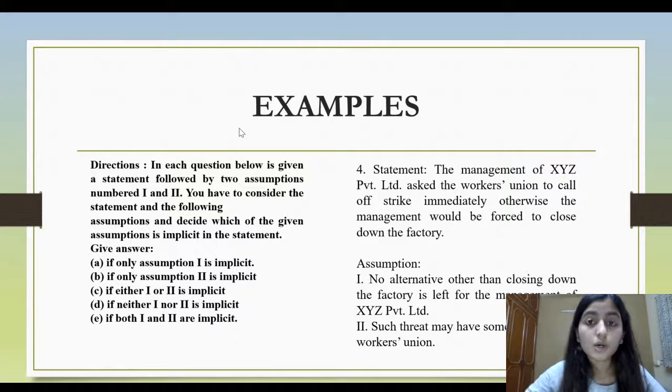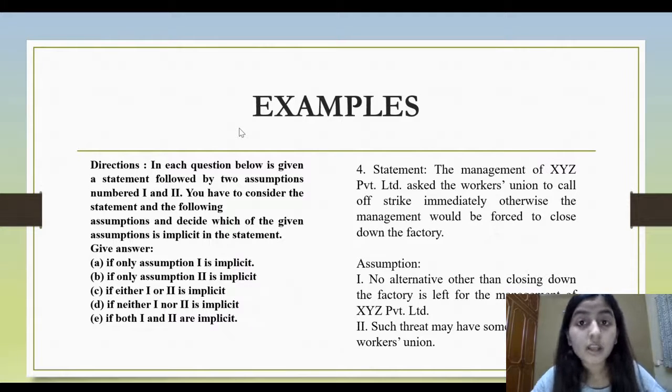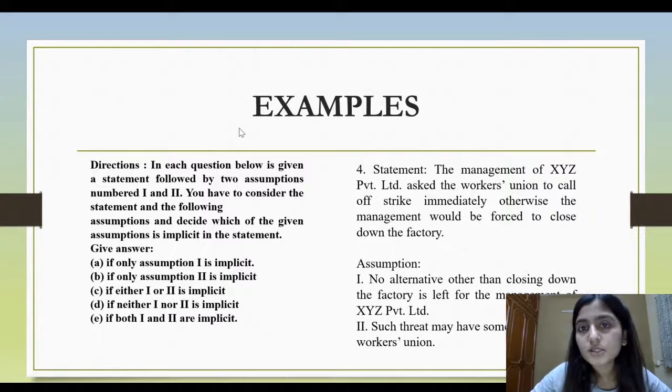That yes, the workers will pay heed to my words, there will be some effect on the workers, and that they will listen to me. This flows from the very first example that I gave to you guys, that if today I'm speaking to you, the most basic thing that I'm assuming is that you guys are listening to me and are being able to comprehend whatever I'm saying. The same thing flows from this statement and assumption 2, which says that, yes, of course, if the management is asking the workers to do something, they are assuming that it will have some sort of an effect on the workers' union.